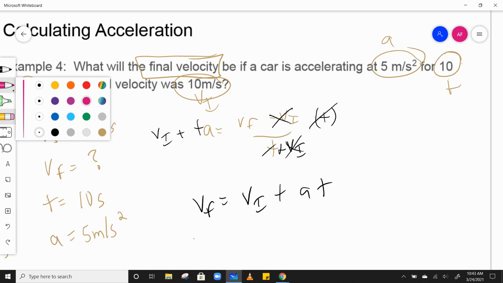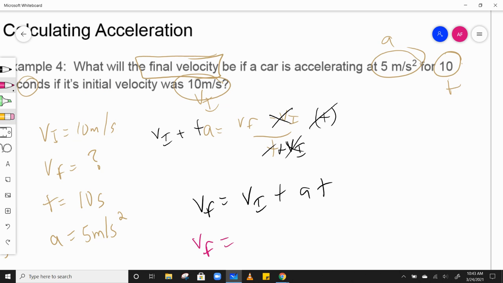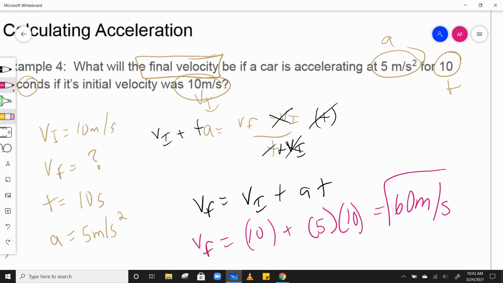We plug in the values. V final equals the initial, which was 10, plus the acceleration, which is 5, times the time, which is 10. And we get 5 times 10 is 50, plus 10 is 60. And that would be your answer. Okay, there you go. Let me know if you have any questions.